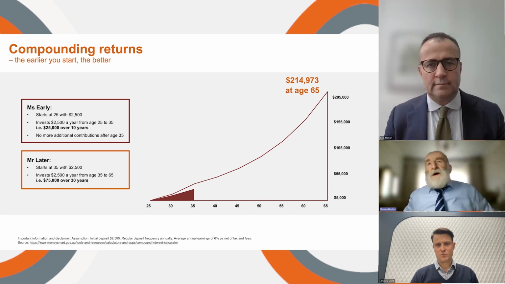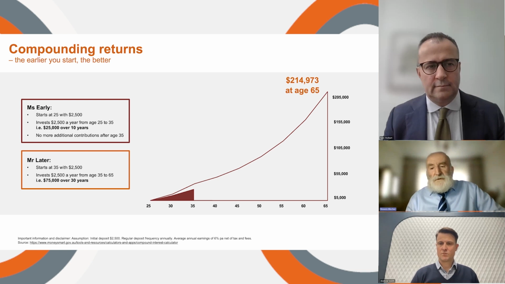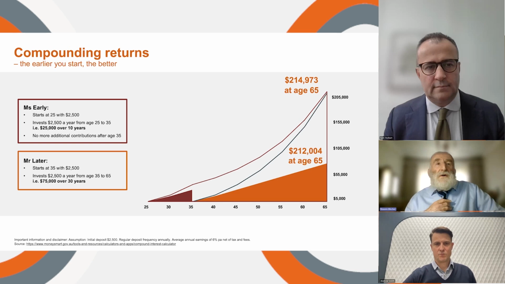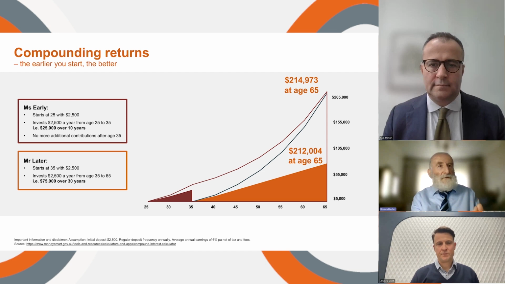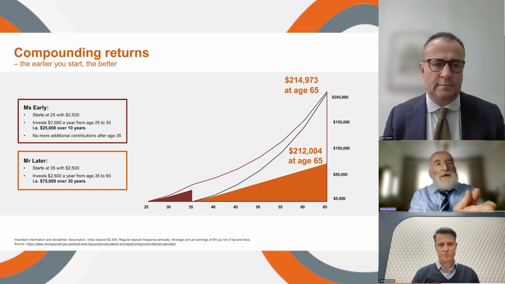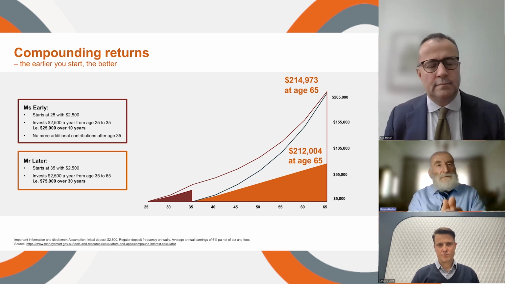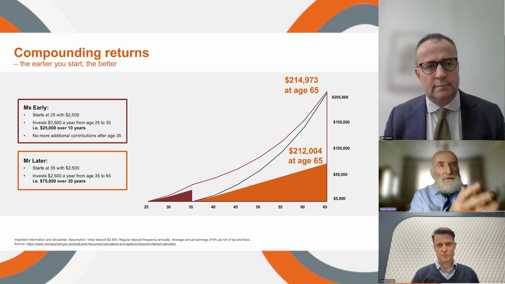And as we can see on this slide, at age 65, she ends up with almost $215,000 compared to her colleague, Mr. Later, who starts 10 years later at 35. So his investment sits in that environment for only 30 years instead of 40 years. But he puts in 3 times as much money because he puts in $2,500, not just for 10 years, but for 30 years, from 35 to 65.